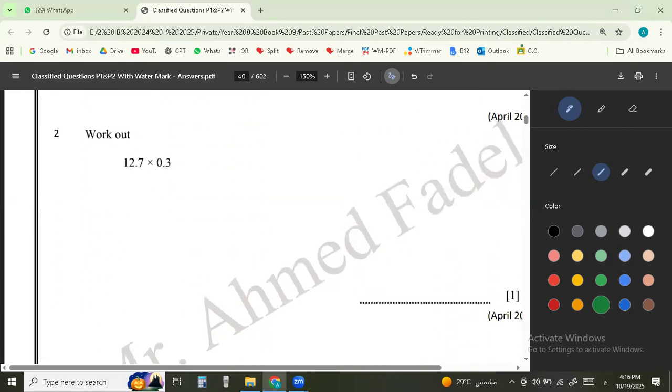Multiplying decimals, you ignore the decimal point first. So the first thing, ignore the decimal point. 3 times 7 is 21, carry the 2. 3 times 2 is 6, and 2 is 8. 3 times 1 is 3. But now I need to remember that I have a decimal point. I have 2 decimal places actually in the question, so my answer will also have 2 decimal places.